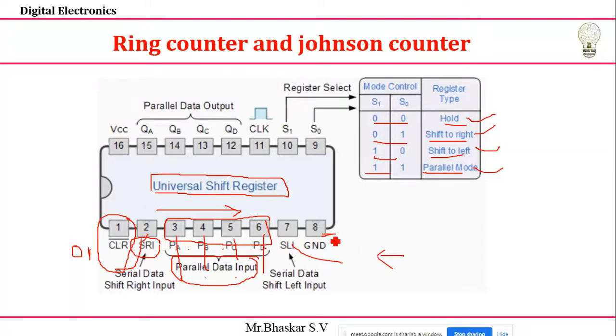Pin number 8 is ground, and these two pins, 9 and 10, decide what operation I need to do, whether to shift right or left. Pin number 11 we connect to the clock. It is a 16-pin IC. Remember, pin number 8 is ground and pin number 16 is VCC. Okay, so I'm going to use this IC for my explanation of the ring counter.